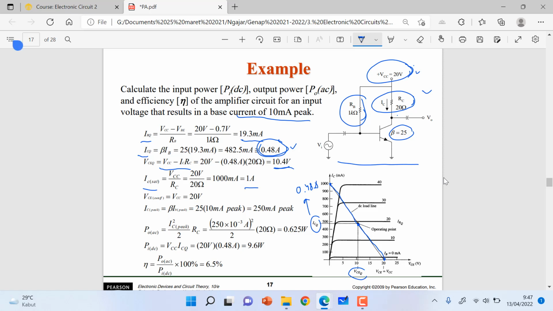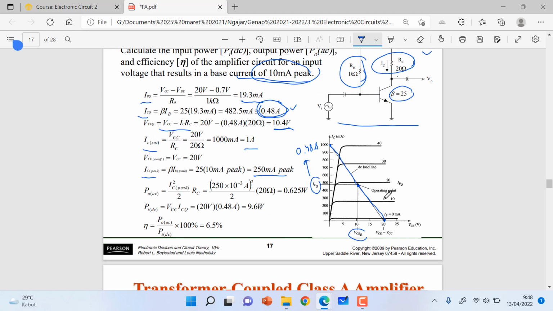Then after we define the load line, we can calculate the IC peak. IC peak is beta times IB peak. The base current peak is 10 milliampere. So the beta is 25. So we can get that IC peak is 250 milliampere.